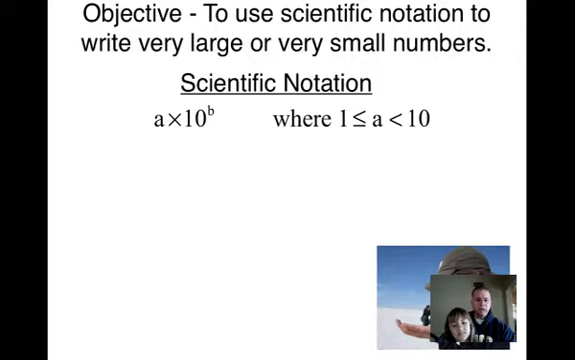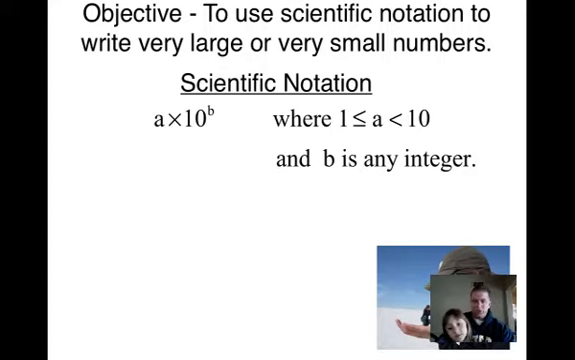So the standard form is a times 10 to the b power, where 1 is smaller or equal to a, and a is smaller than 10. So what that is basically saying is it needs to be 1 or bigger. So a has to be bigger than 1, but smaller than 10, although it can be equal to 1. And b is any integer, and that means positives and negatives. Do you remember doing positives and negatives? Yeah. We talked about that a little bit.